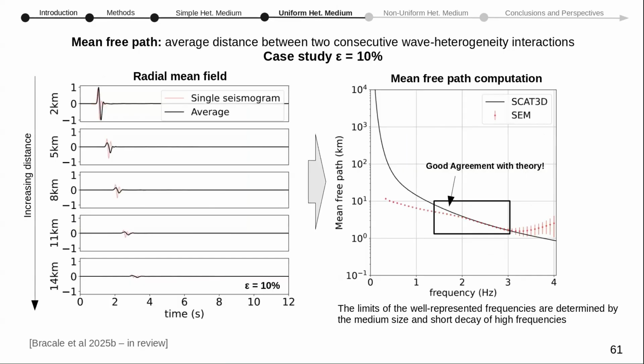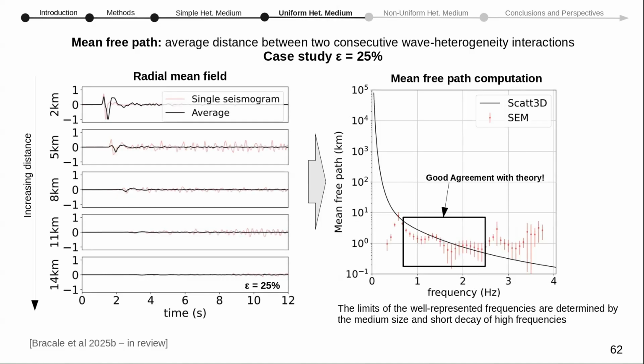Starting from the first analysis, we analyzed the scattering mean free path, which is the average distance between two consecutive wave-heterogeneity interactions. In the 10% velocity fluctuation case, I'm showing the radial mean field on the left, which is the average of the radial component of the displacement at increasing distance. By fitting the decay of the frequency components of the radial mean field, we were able to compute the scattering mean free path, which we then compared with the theory, showing a good agreement at least between 1.5 and about 3 Hertz.